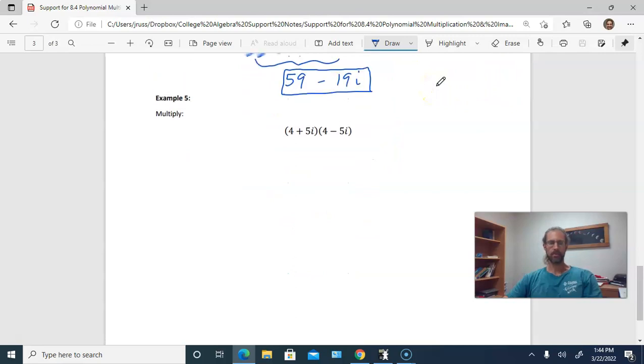All right, let's do one more here. We're going to do it the same way. Now, I do want to point out, though, these are what we call conjugates. They're basically the same, but they have different signs. These are called complex conjugates, and whenever you multiply two conjugates, something special happens, and you'll see.